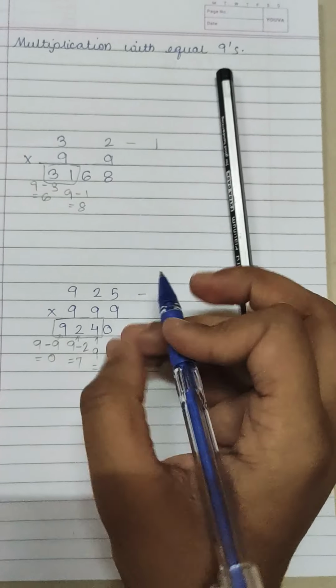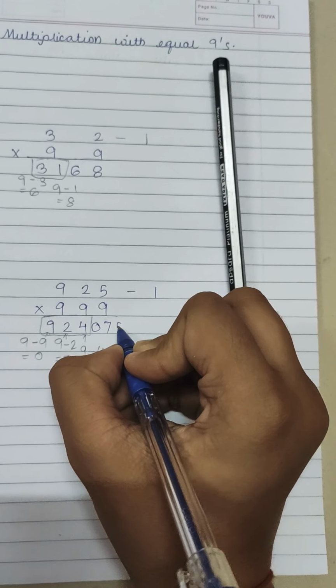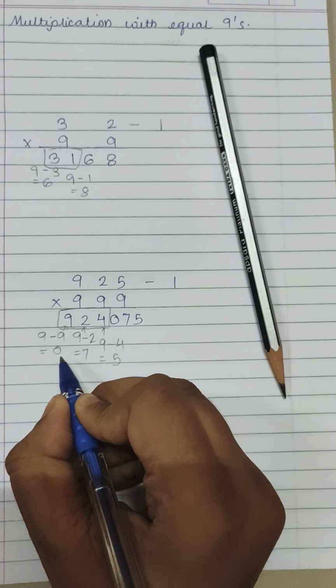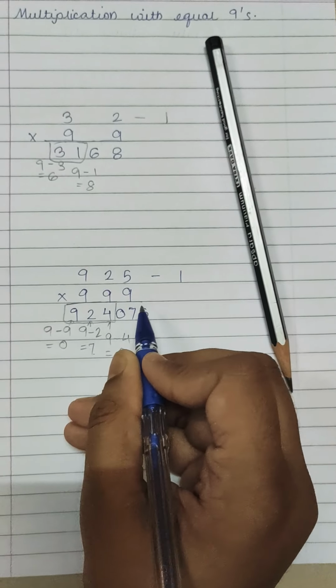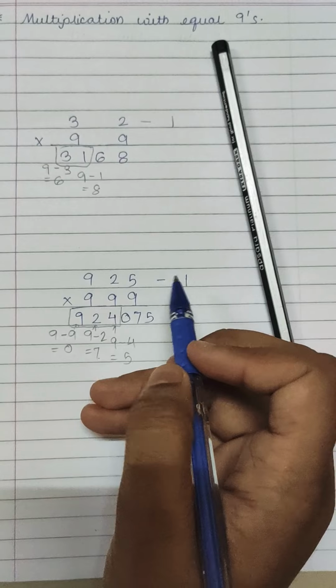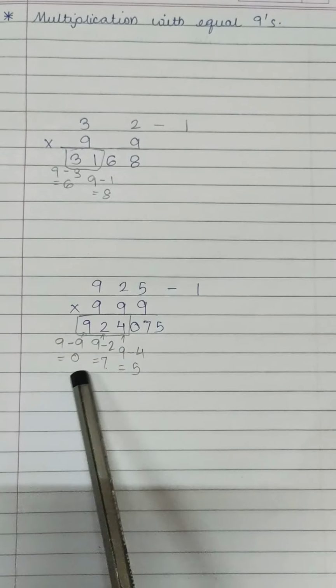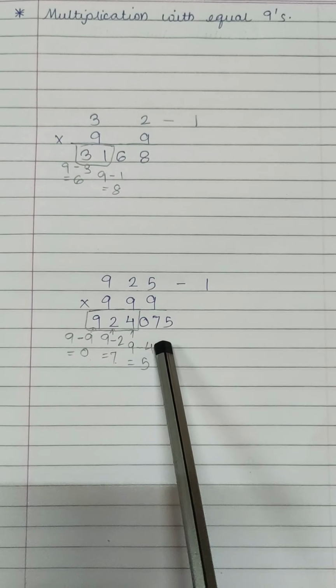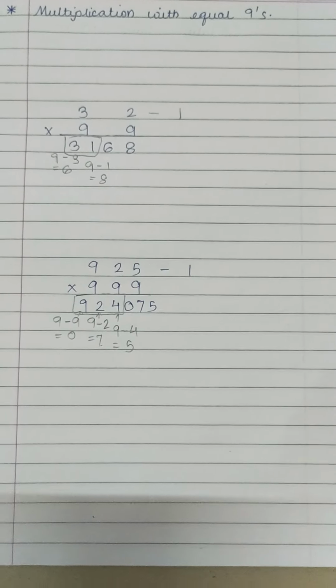Here we have to write 7, and now we got 5. This 7 means 0, 7 and 5, and this 924 we got it by subtracting by 1. So our answer is 924075. So let's check if our answer is correct.